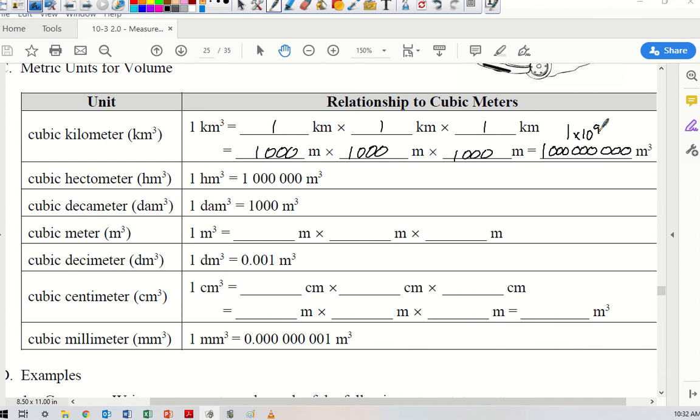Likewise, a cubic hectometer is 1,000,000, a cubic decameter is 1,000. 1 meter by 1 meter by 1 meter is just 1 meter cubed. A cubic decimeter is 0.001. A cubic centimeter, well, we know a cubic centimeter is 1 by 1 by 1 centimeter, and we know that 1 centimeter is 0.01 meters.